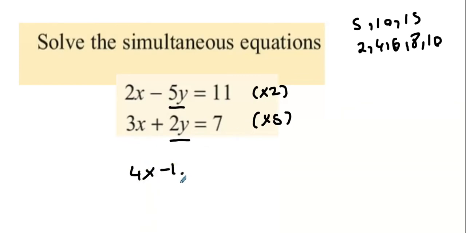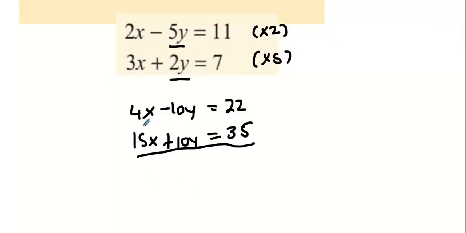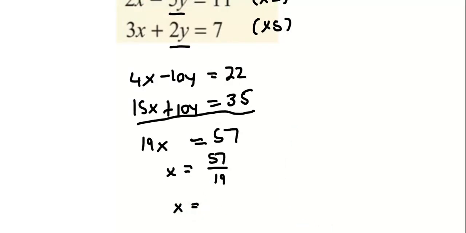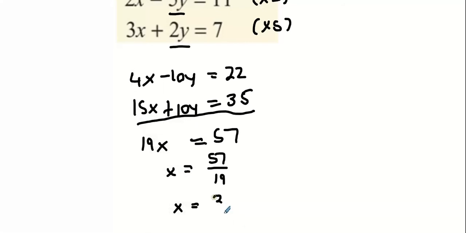So this is going to be 4x minus 10y equals 22. And then the other one's going to be 15x plus 10y equals 35. We're going to add them together, add downwards, and we get 4x plus 15x is 19x, minus 10y plus 10y cancels, 35 plus 22 is 57, 19x equals 57, and then multiplication of 19 on the left is division of 19 on the right, and then we get x equals 57 divided by 19. x equals 3. Is that okay with you guys?